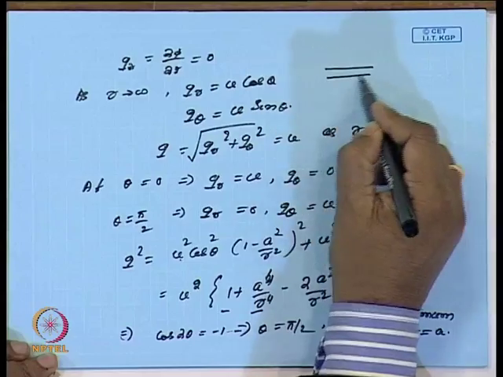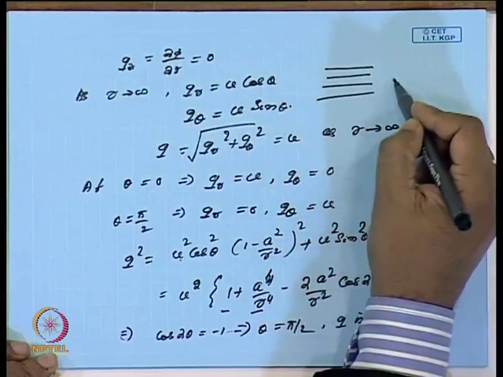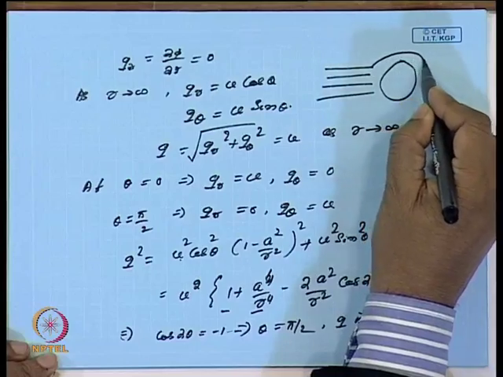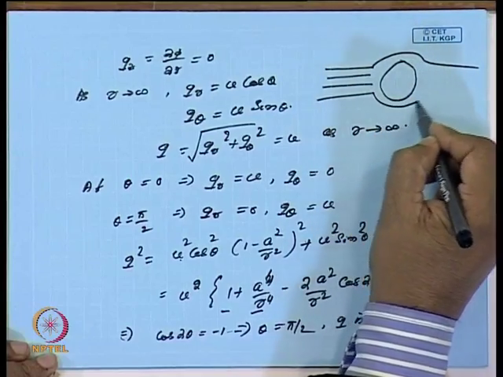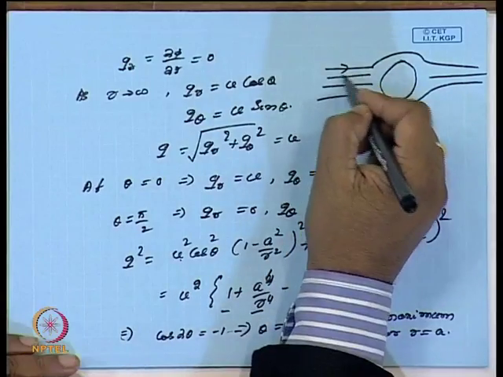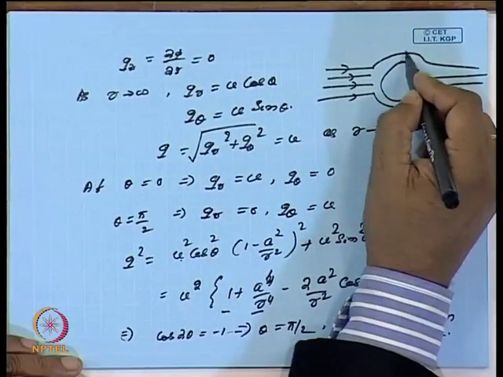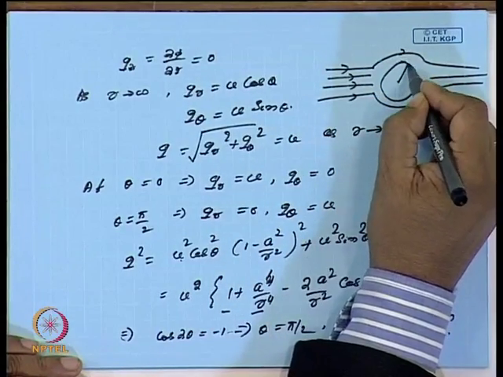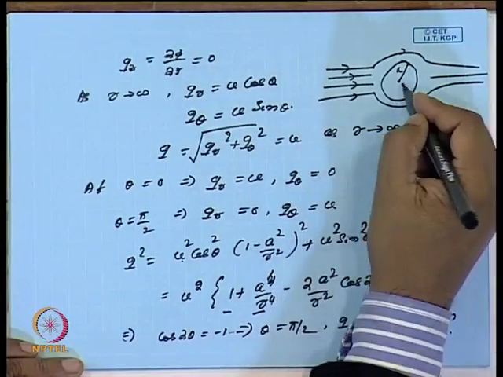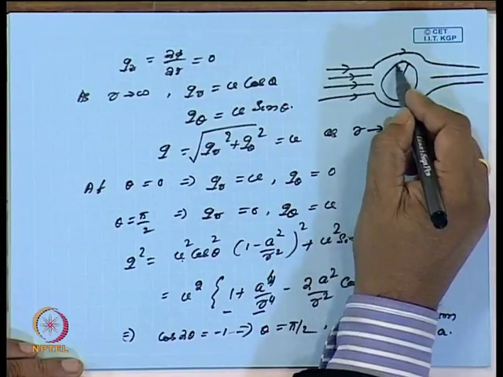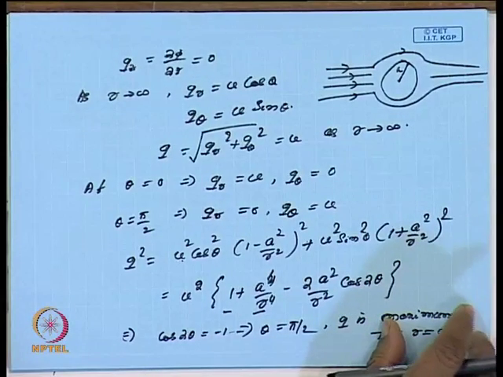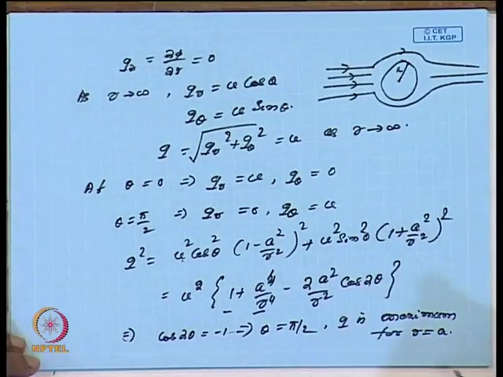You have a flow, you have a circular cylinder like this. This is a cylinder of circle radius a. This is the origin. There is a fluid flowing. This is a rigid cylinder kept here. And in that case, what will happen?